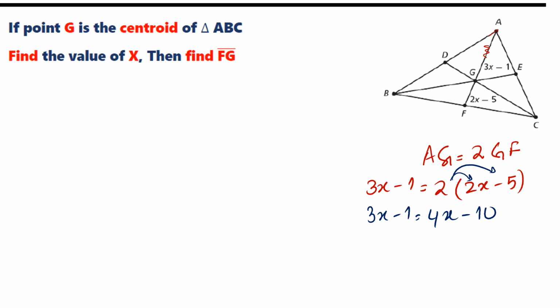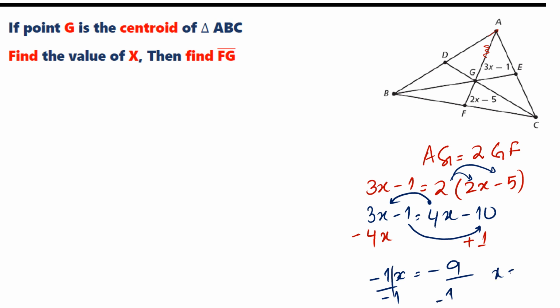Now to solve the questions, it is important that you bring all the x on the left hand side and all the numbers on the right hand side. So 4x goes on the other side, it gives you negative 4x. Minus 1 goes on the other side, it gives you positive 1. Solve. So 3 minus 4 gives you minus 1x equals to minus 10 plus 1, you will get negative 9. Divide both sides by negative 1, you will get x equals to 9.